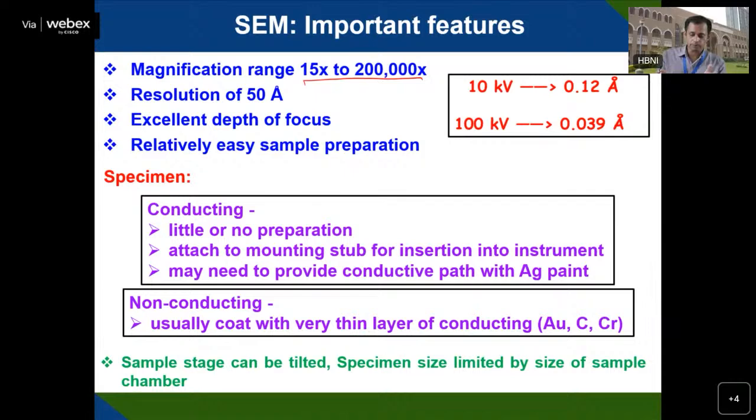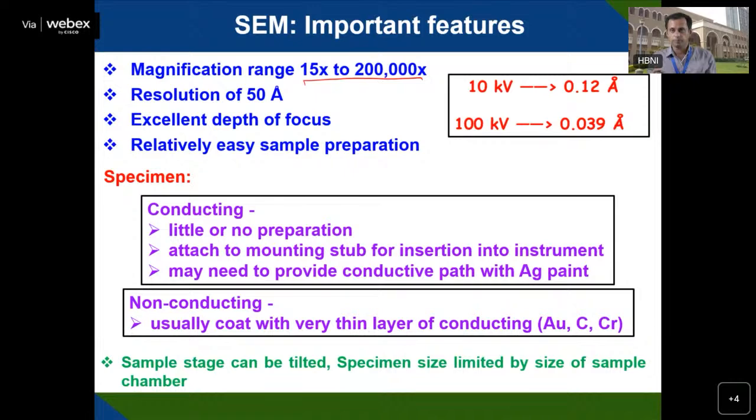For example, if you have a conducting sample, there is no preparation at all, or very little preparation. You directly put your powder sample or a chunk of sample on a sample stub, a brass stub or steel stub that is available, or you can put the particles on a carbon tape, and you are able to see the microstructure. But if it is non-conducting, in that case you have to coat it with a thin layer of conducting material, like gold, carbon or chromium coating.